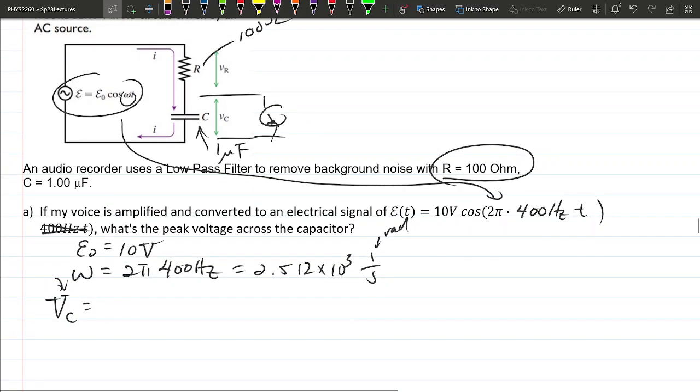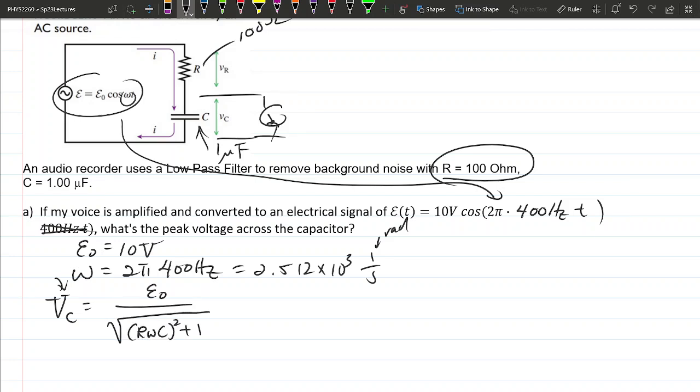Okay, so therefore we can just put in the EMF naught, square root of R omega C, all of that gets squared, plus 1. Since we know what EMF naught is, what R is, what C is, and what omega is, all of that can get added together. I'm going to pick a big square root.